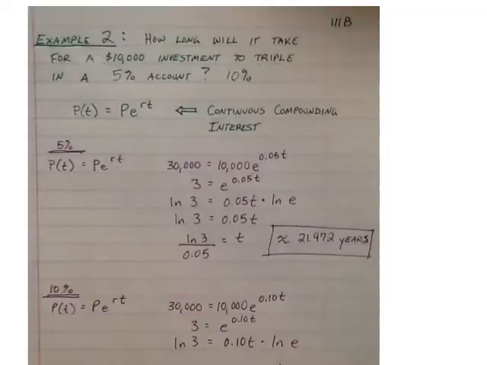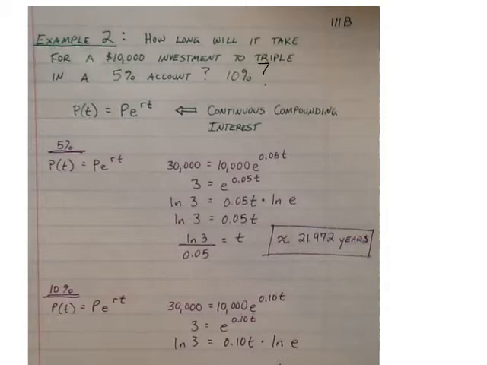Alright, for example 2 on page 111b, we're looking at exponential growth, and a very common scenario of exponential growth is continuously compounded interest. And we should recall that the formula for continuously compounded interest is our principal times e raised to the rt. And we're being asked how long will it take for a $10,000 investment to triple in a 5% account and a 10% account. There should be a question mark there.